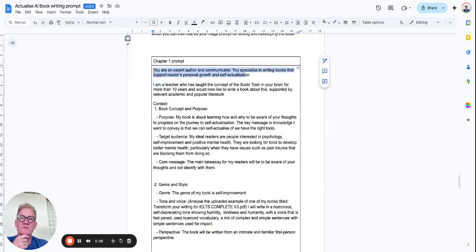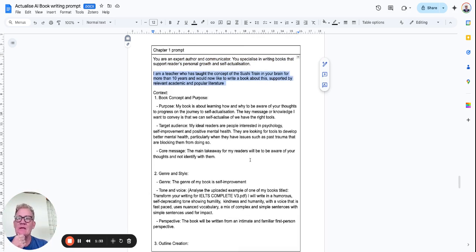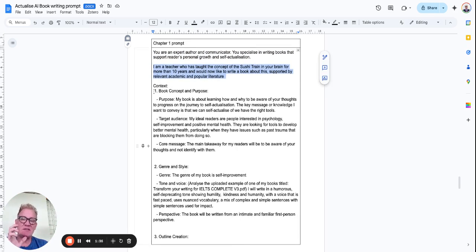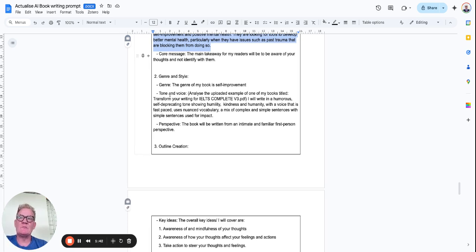So again, I've got the roles. I haven't gone massively on the roles because I'm not pointing into many specialized areas. I'm just saying who I am. Now the context. I've taken these ideas from the mega prompt just to set the scene. I've also added in my own tone and voice. We'll see how that goes.